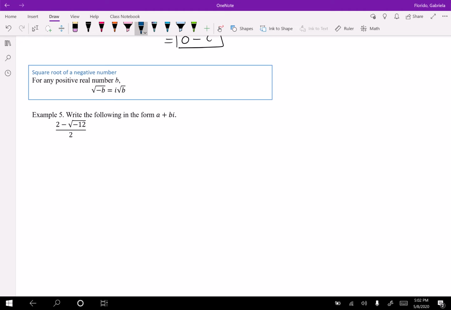So why is that true? If we have the square root of negative b, that's equal to the square root of negative 1 times b. I hope you all agree. And by rules of radicals, it's the same thing as the square root of negative 1 times the square root of b. But remember, the square root of negative 1 is just i. So i times the square root of b. So whenever you have the square root of negative b, you can just rewrite it as i square root of b. And here is the little proof of why that's true.